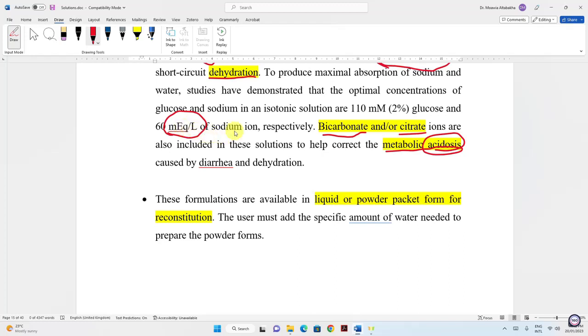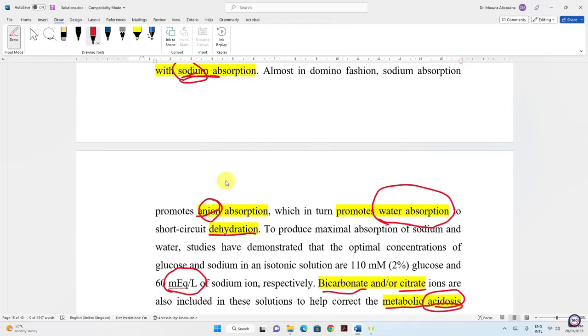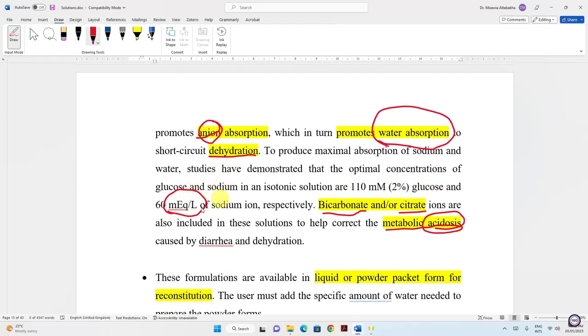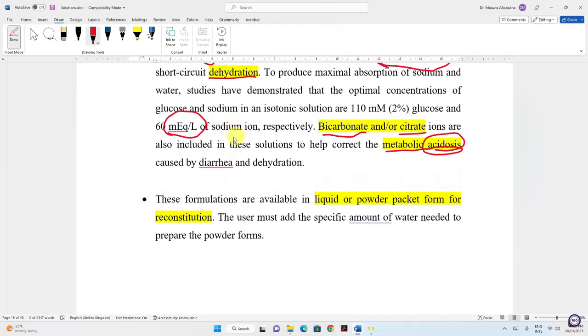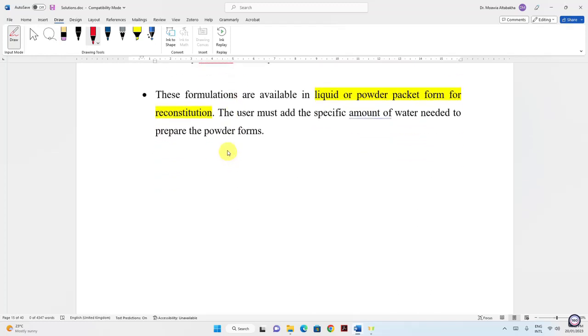Of course, here they are talking about sodium because sodium is very important. As I said, it goes with the glucose, so they know how much sodium they need. Okay, of course they are not going to add sodium as an ion. They will add it with bicarbonate or citrate along with glucose. Okay, as I told you, it can be available as a ready to use liquid or as a powder for reconstitution.